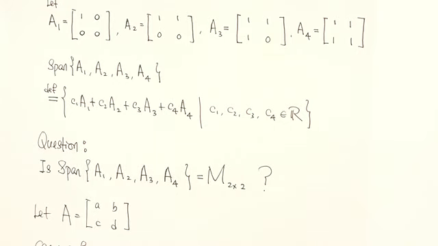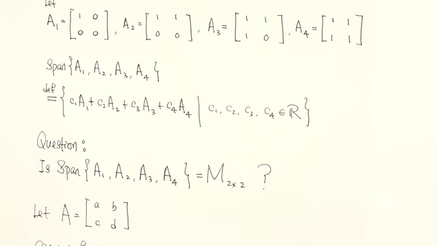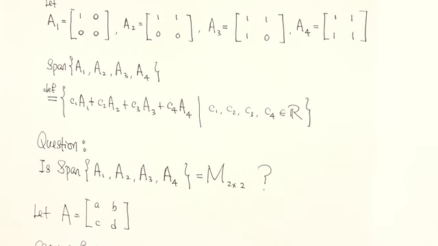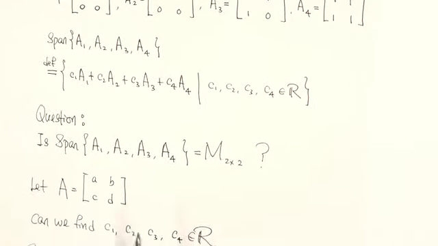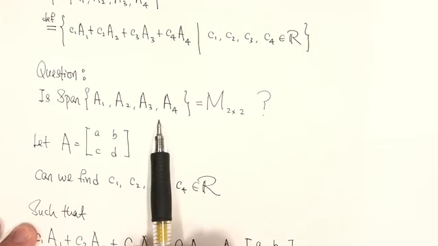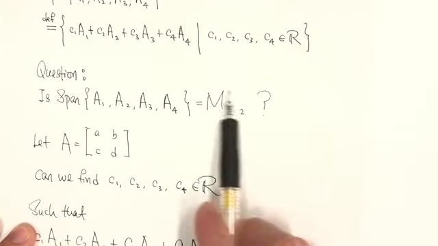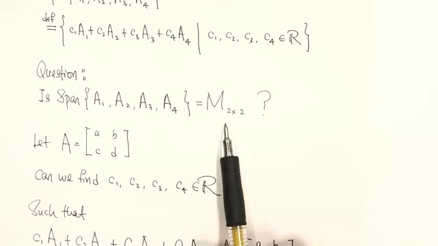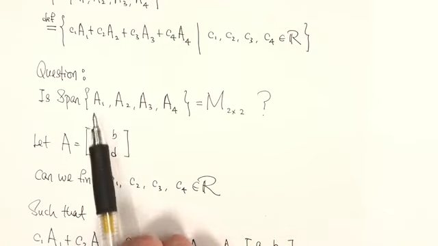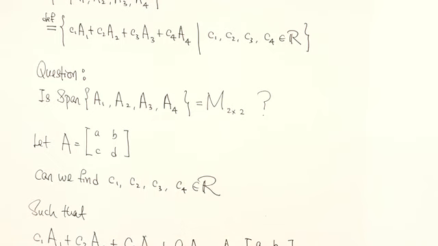That is to say that the span of A1, A2, A3, A4 consists of all the linear combinations of all these matrices. Now, before, when we had V1, V2, V3, and V4, we saw that the span of V1, V2, V3, and V4 is exactly the entire R4. So now the question is whether or not, in our case, the span of these 4 matrices equals the set of all the 2 by 2 matrices. That is to say, whether or not all the 2 by 2 matrices can be written as a linear combination of A1, A2, A3, and A4.